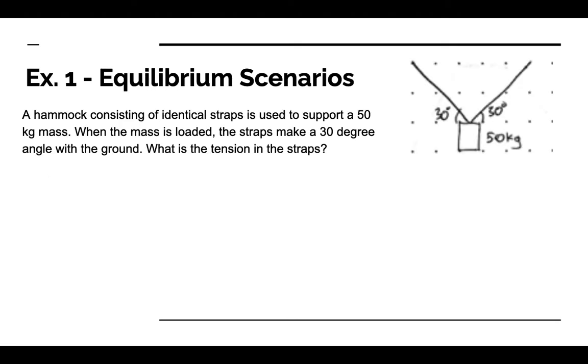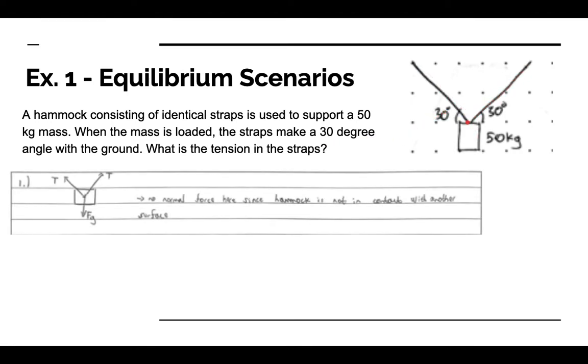So let's look at an example here. A hammock consisting of two identical straps right here is used to support a 50 kilogram mass. This is a very blocky hammock here. It doesn't look too comfortable to lie in. When the mass is loaded, the straps make a 30-degree angle with the ground, as we can see right here. We're asked to find the tension in these straps.